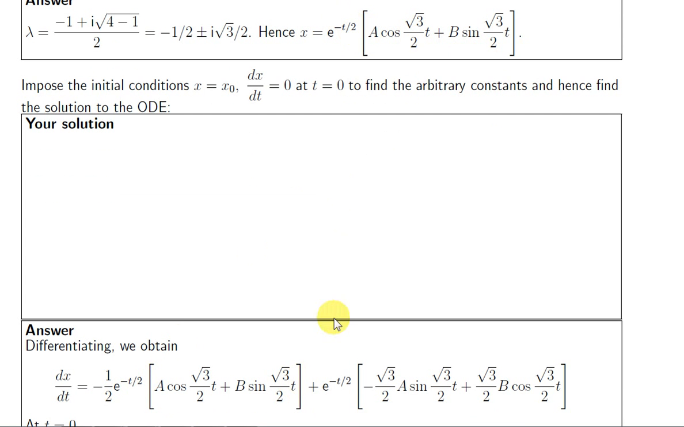Then we take e to the minus t over 2 and multiply it by the derivative of what's inside the square brackets. We differentiate cos, we get minus sine. And we multiply by the derivative of root 3 over 2 times t, which is root 3 over 2. The derivative of sine is cos, and we multiply by root 3 over 2.